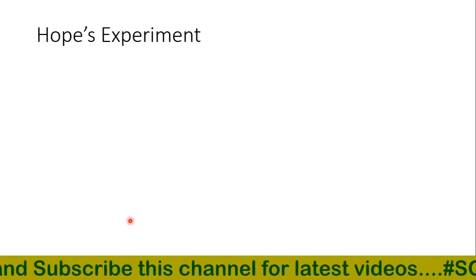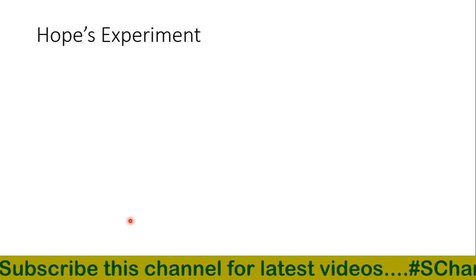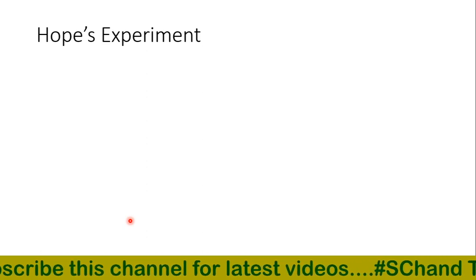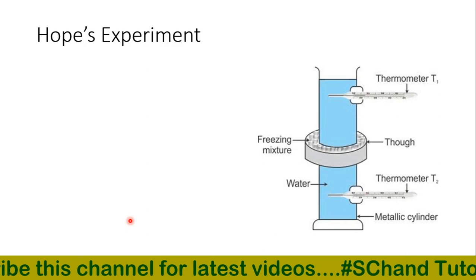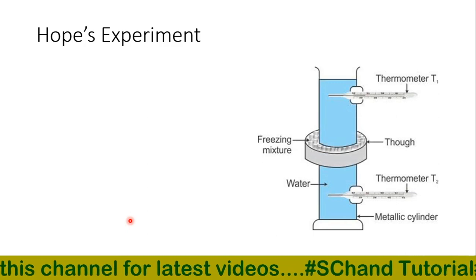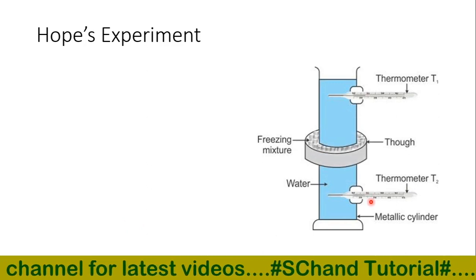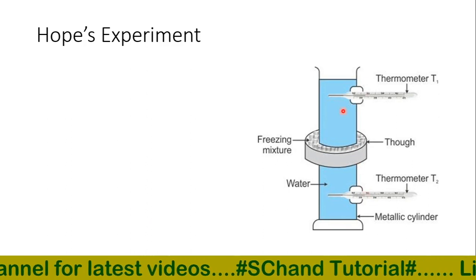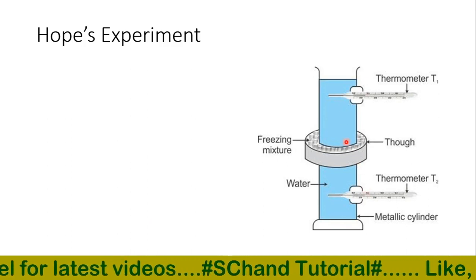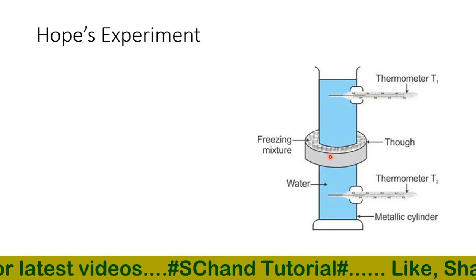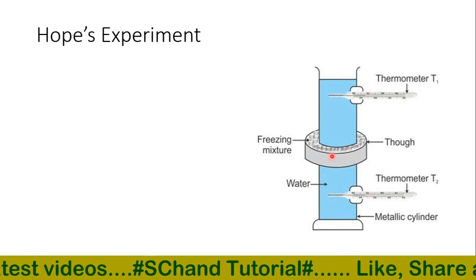Then we have Hope's experiment, which explains the anomalous expansion of water. Here we have the experimental setup for Hope's experiment. We have a circular cylinder and a circular trough, we can say.